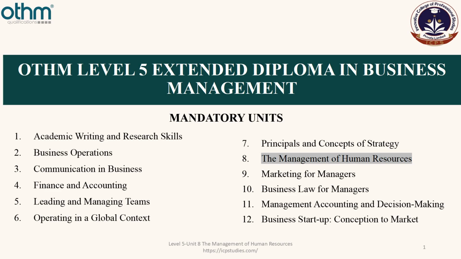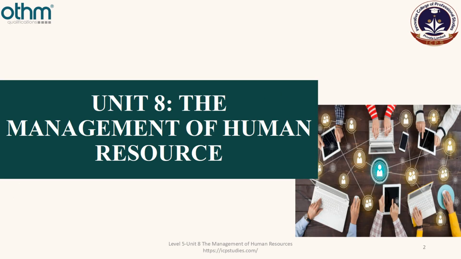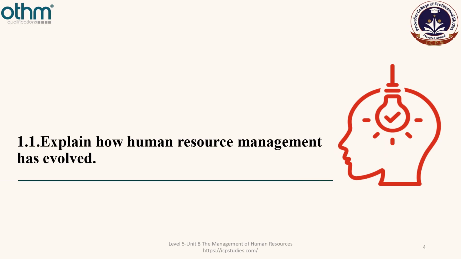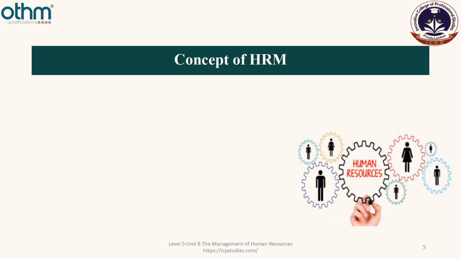Hello everyone. Today we are going to discuss Unit 8 of the OTHM Level 5 Extended Diploma in Business Management. This unit is about the management of human resources. First, we will discuss its learning outcome 1, in which we try to understand the purpose and objective of human resource management. We have the first assessment criteria, in which we explain how human resource management has evolved.